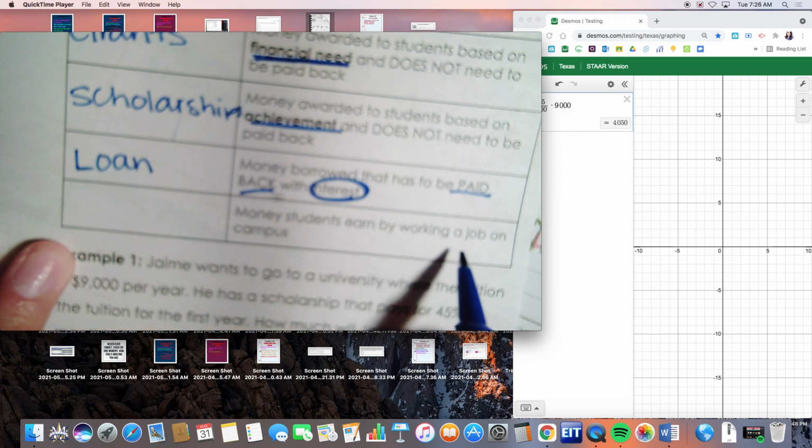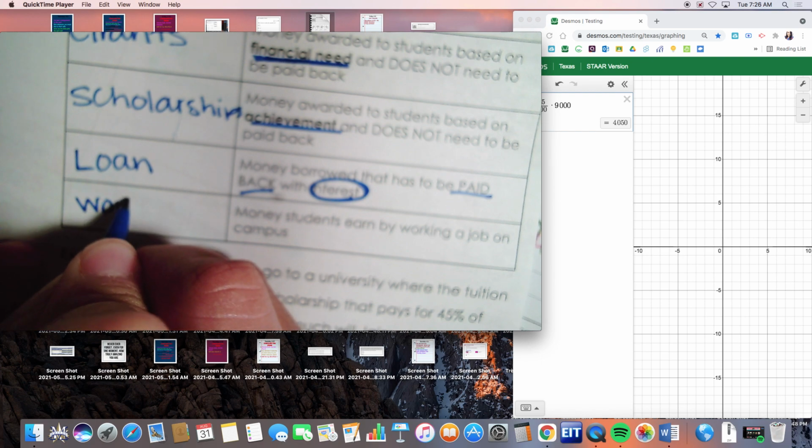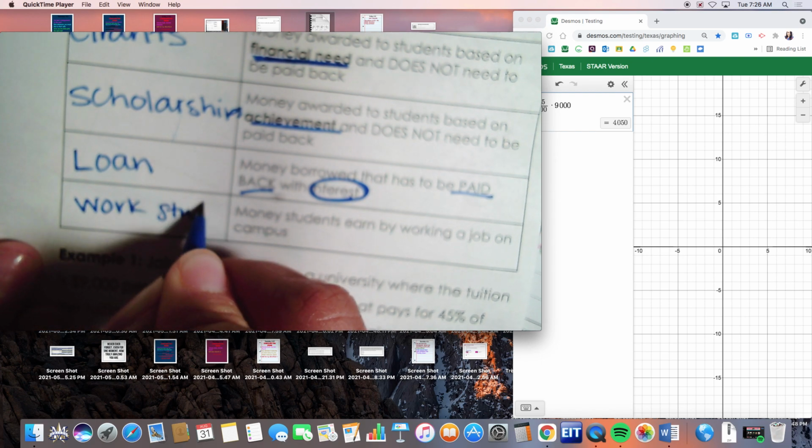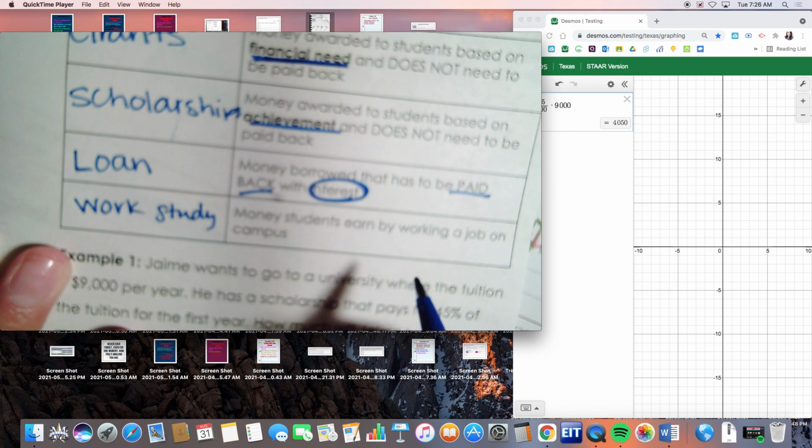Money that students can earn by working a job on campus is called work study. So this means you just get a job on campus. This could be the bookstore, this could be an office aide or something like that, and instead of them paying you, they pay the college so that they can cover your tuition.